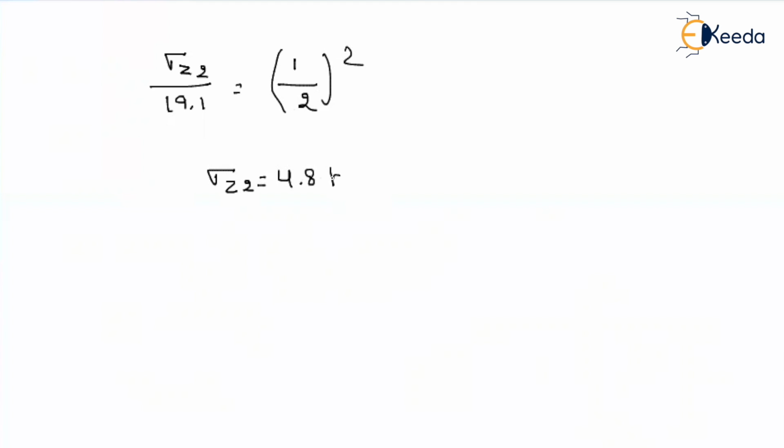If I substitute the values here, sigma z2 is what we have to find out. The stress at 1 is 19.1. The z1 value is 1, and the z2 value is 2 whole square. If you solve it, you will get sigma z2 equal to 4.8 kilopascal around.